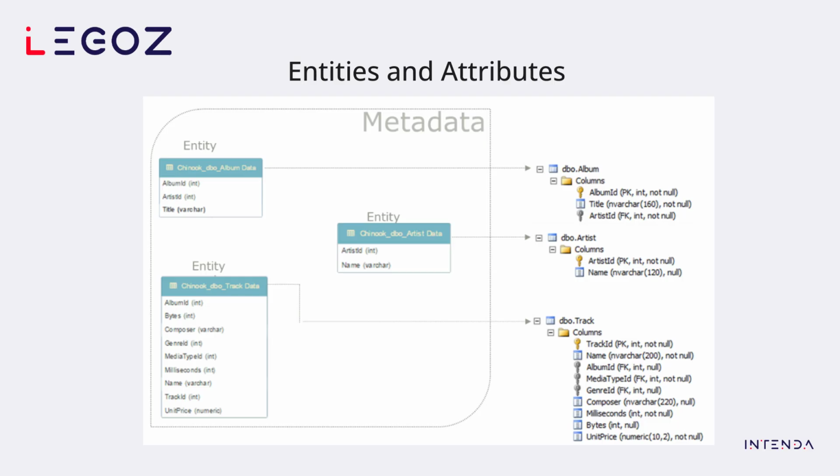By the same token, attributes are not columns. They are the instructions about the way the data is organized within the entity, in a similar way to columns within a table.